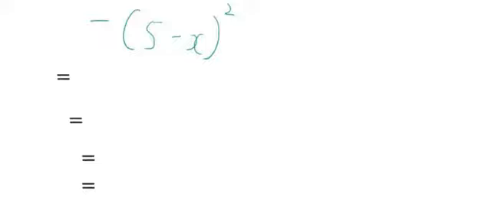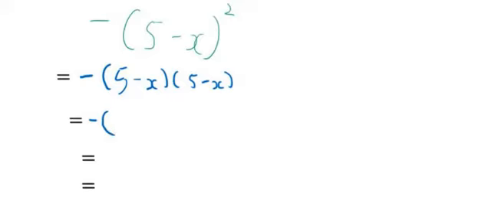Question 3, we have minus outside of the brackets, then we have 5 minus x in the brackets squared. And so the minus is not squared. Just to point that out. So we keep the minus outside still. Then we write it out as normal. 5 minus x, 5 minus x, because of the squared. As usual, we ignore the minus for now.